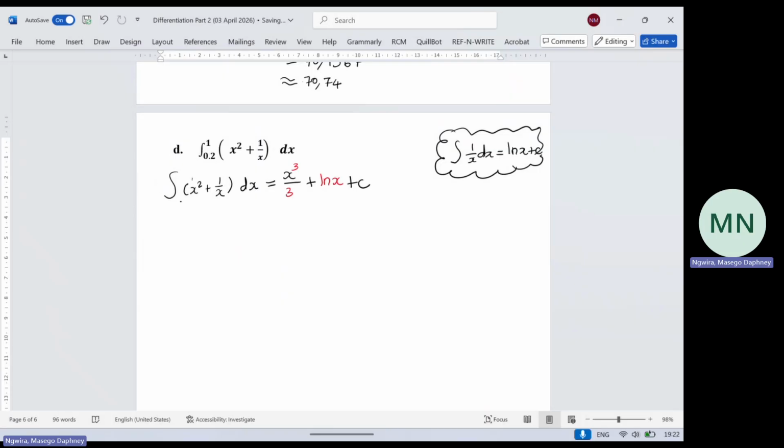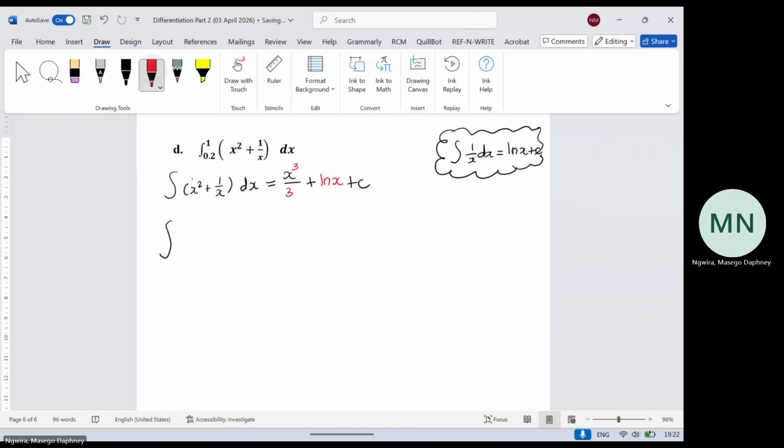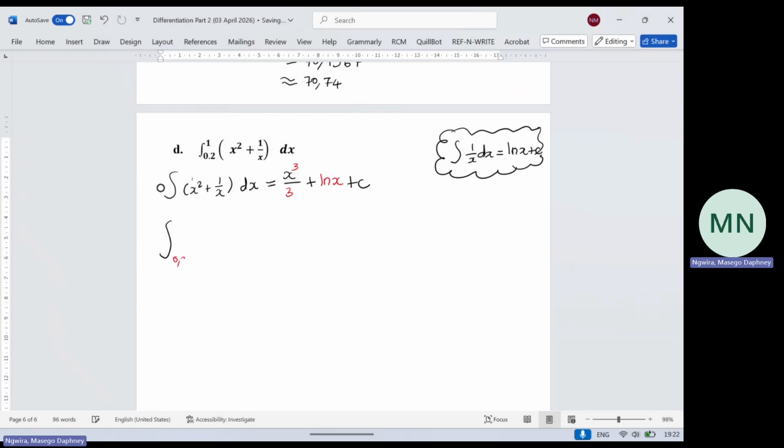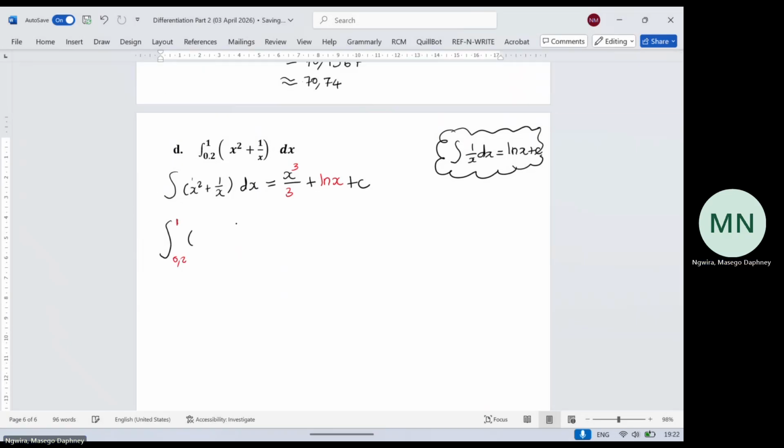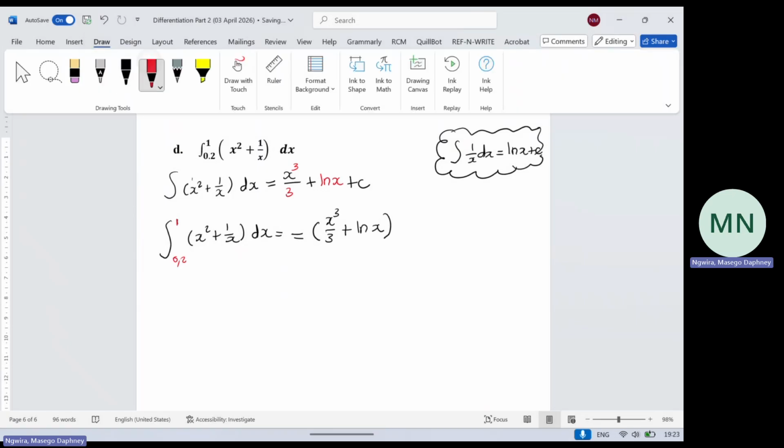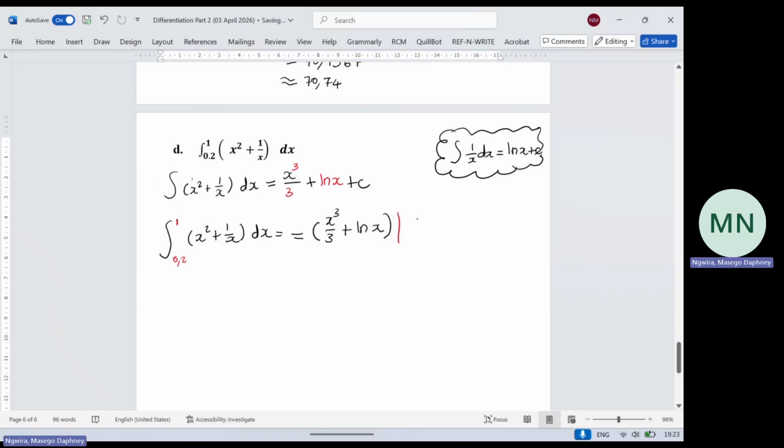All right. So the evaluation of this is going to be the integral from 0.2 to 1 of x squared plus 1 over x dx, which equals x to the power of 3 over 3 plus ln x. I said ignore the c. Remember I said the c's are going to cancel. There's no need to write them. So this is going to be 0.2, then 1.